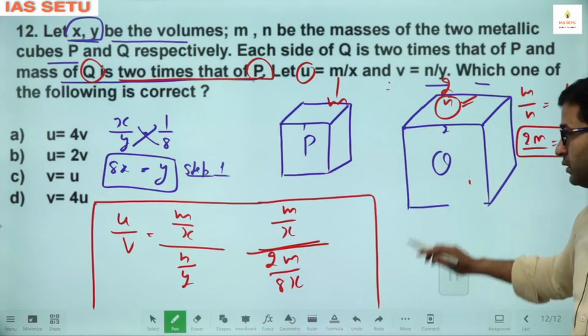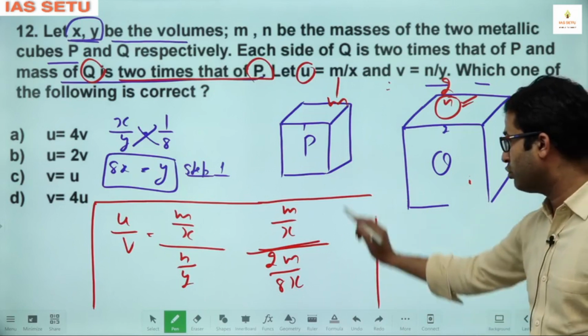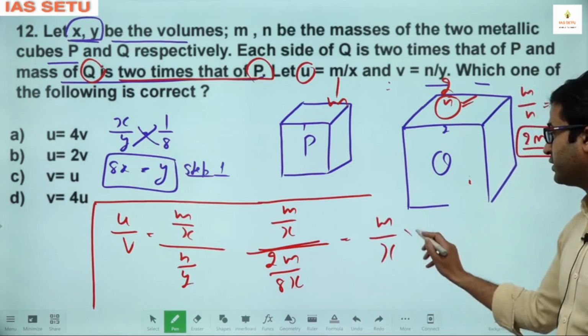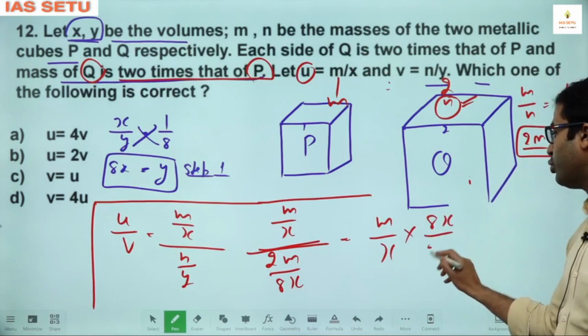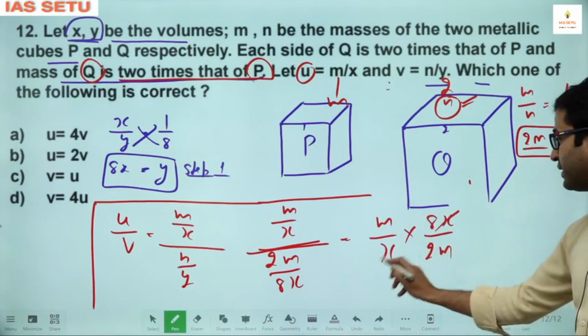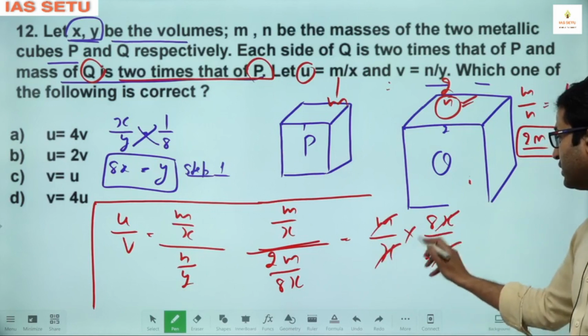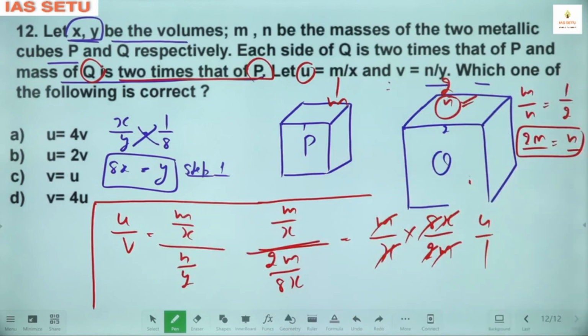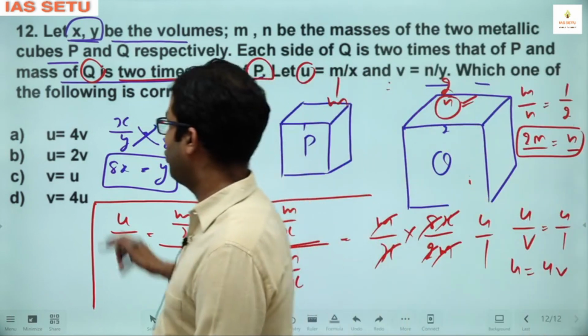Now here, how to solve this? m upon x gets reversed into 8x upon 2m. x and x cancel, m and m cancel. This is 4 by 1. And what is this? u by v. Take v to the other side. I write here u by v is equal to 4 by 1. So u is equal to 4v.